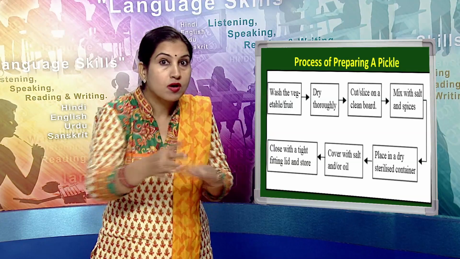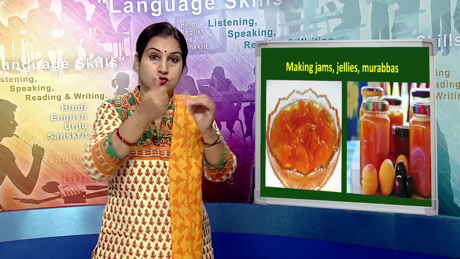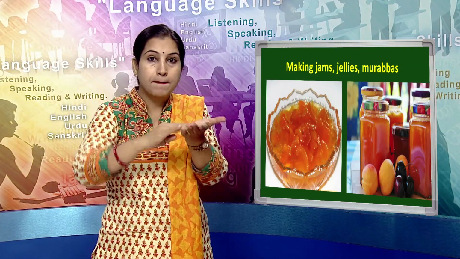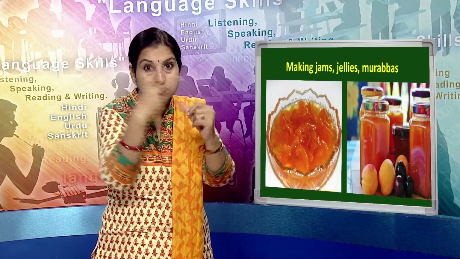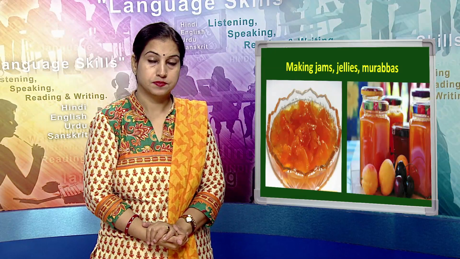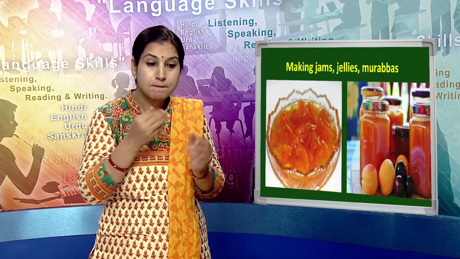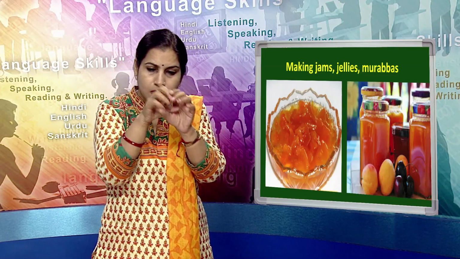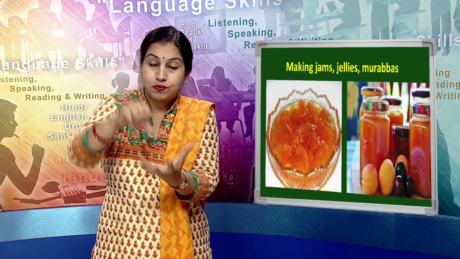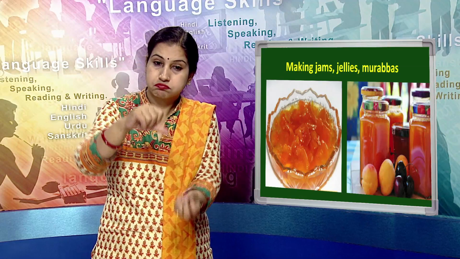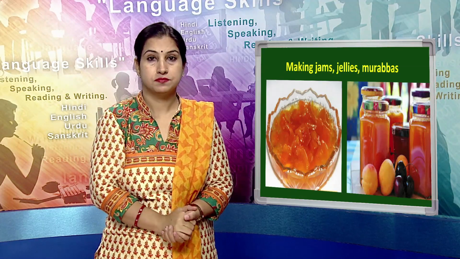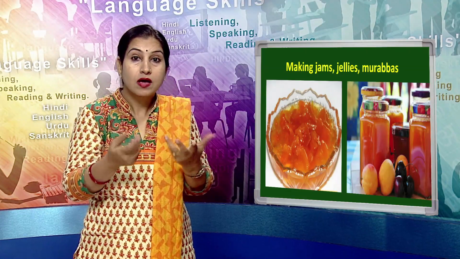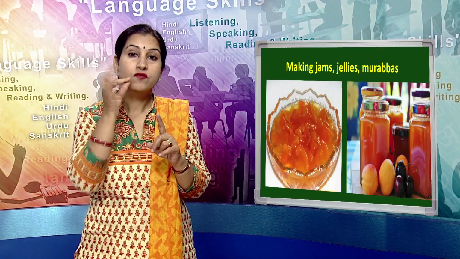The next method of food preservation is making jams, jellies, murabbas. You can see in the picture, jams are made by boiling the fleshy pulp of the fruit with a sufficient quantity of sugar to a thick mixture. Murabbas are made by boiling the fruit in sugar solution till they become soft.